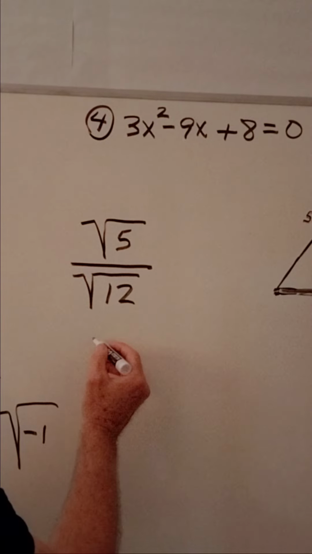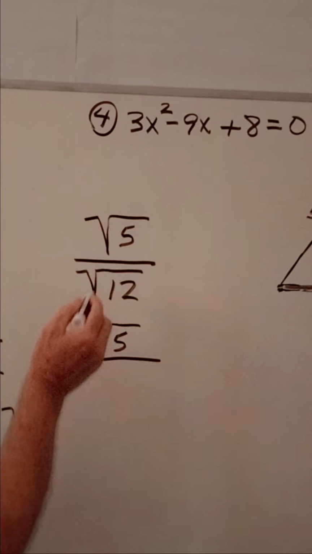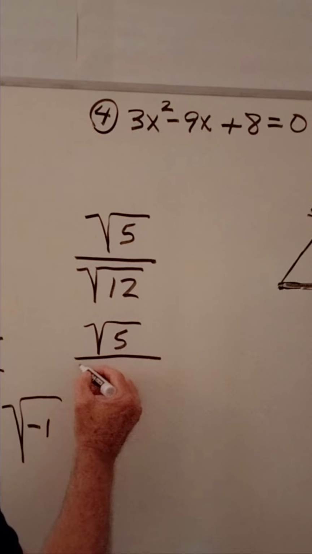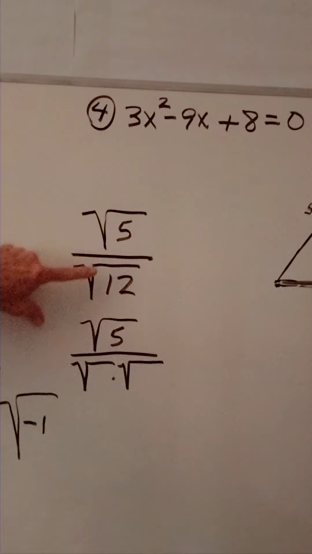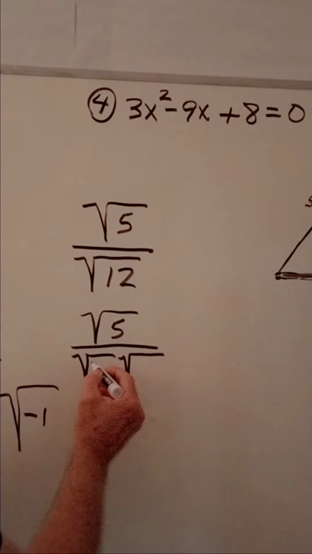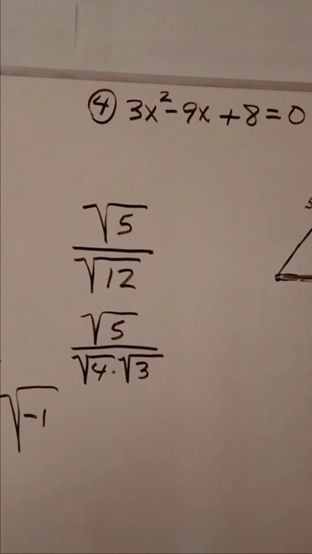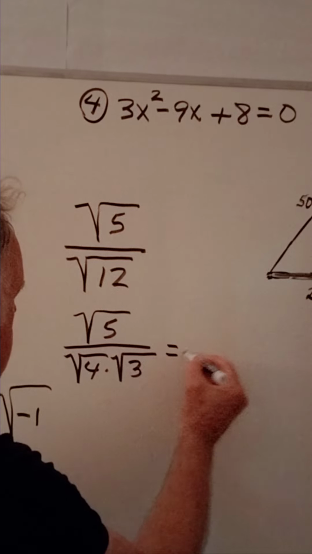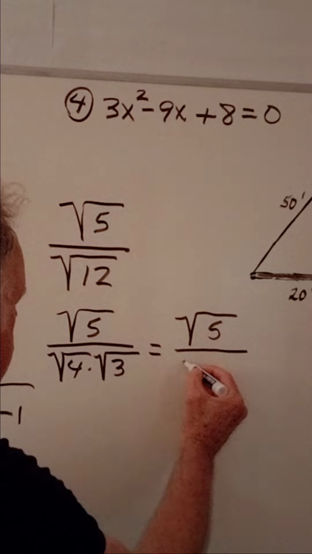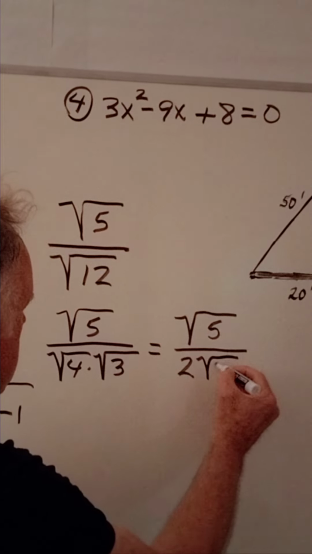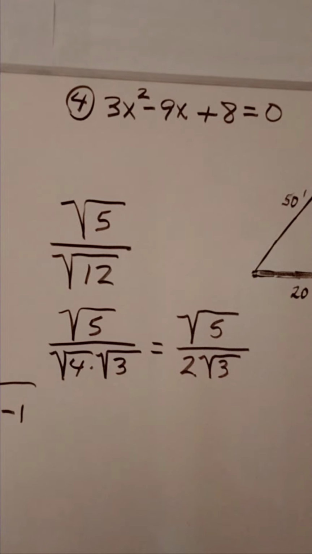So I'm going to bring down that radical of 5, and we're going to split up that radical of 12 by using the product rule of radicals. The largest perfect square factor that 12 would have would be a 4. So that'd be 4 times 3. And that's going to build this now to the radical of 5 over the radical of 4 times the radical of 3, which is 2 root 3.